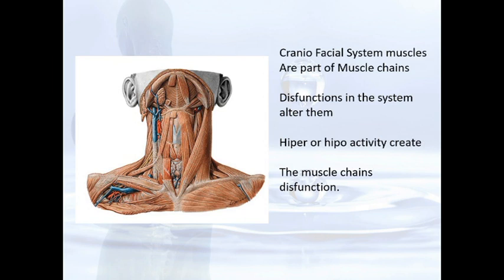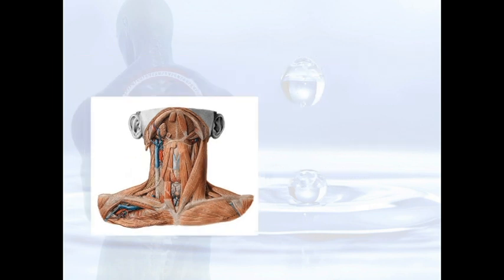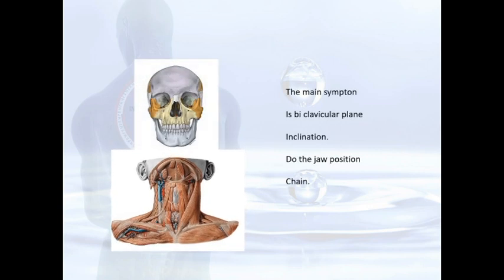The dysfunction in the craniofacial system alters the muscles, for example, mainly hyper or hypoactivity. They create dysfunction in the muscles of the body. And that's very important to understand, because we cannot have a good rehabilitation if we don't have a good function in the stomatognathic system. That's very, very important.